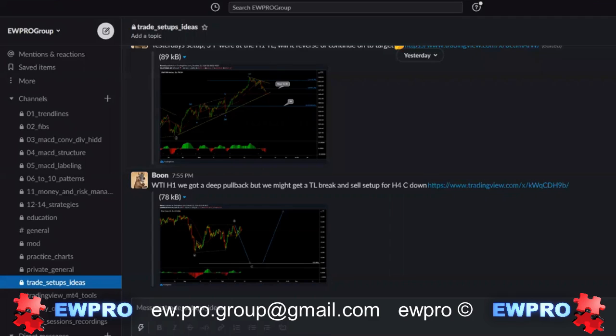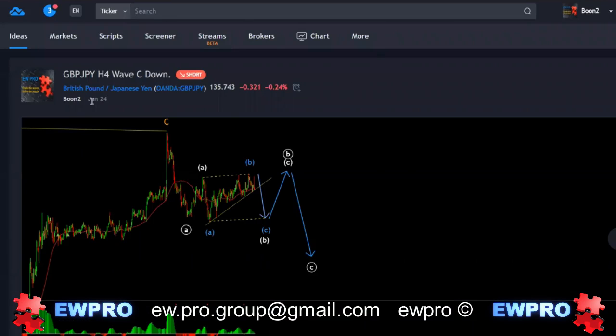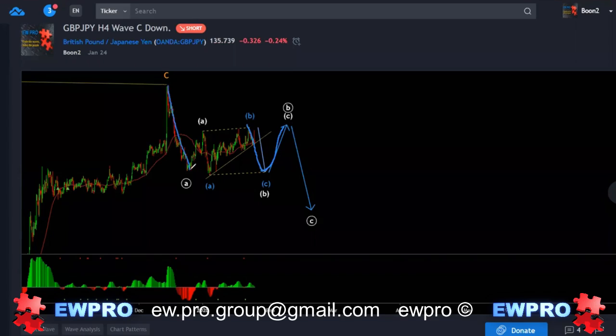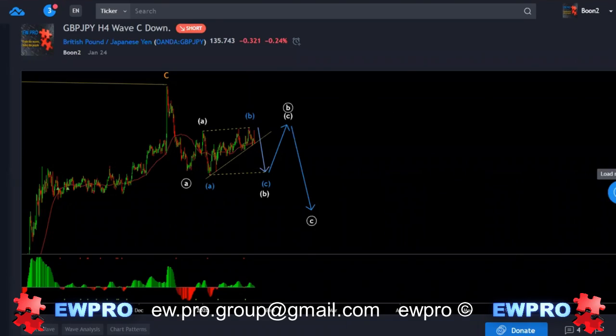So if I go over to here, this is an old idea I put out at the start of the year. This is pretty much what I teach, how to find structures. So I'll just get my pen. I'm looking for an internal C down, and then a larger C up, and then the larger C down, so the A, B, C. So I'm looking at 3 waves in advance. Just from looking at the price action, I can see what possible structure we're going to get.